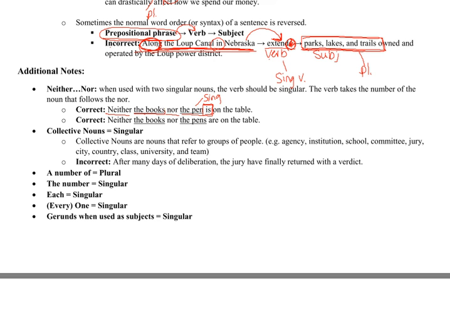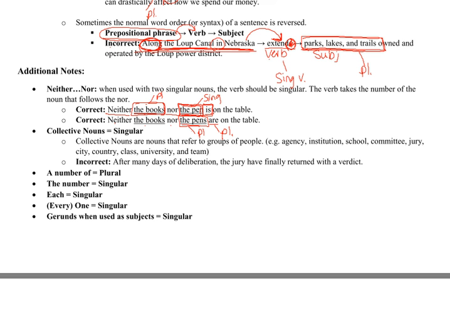So even though this first one is plural, the verb actually takes the singular or plural of the word following the nor, the word that's closest to it in the neither nor. So again, neither the books nor the pens are. Again, now this is plural instead of singular, so the verb has changed to match and has become plural.